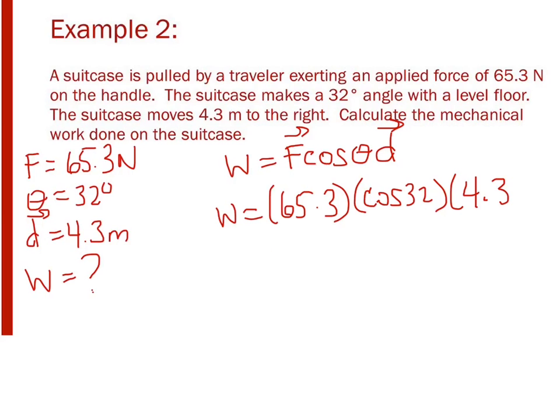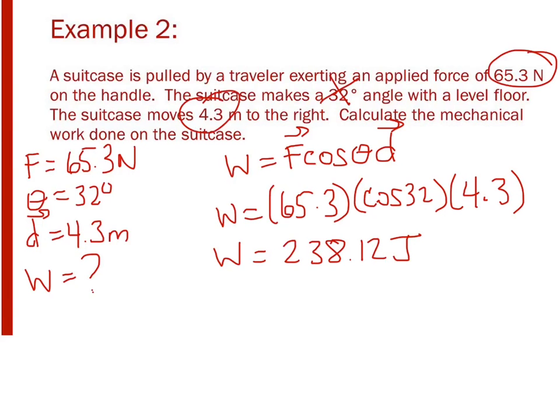And then you can go ahead and put it in on your calculator, so you get 238.12 joules. We're not going to worry too much about our angles for sig figs. We have 3, we have 2, so we want to round that to 2 significant digits, so we're going to round it to 240 joules.